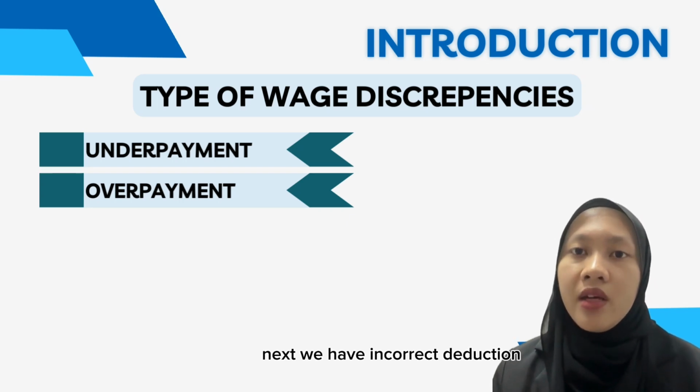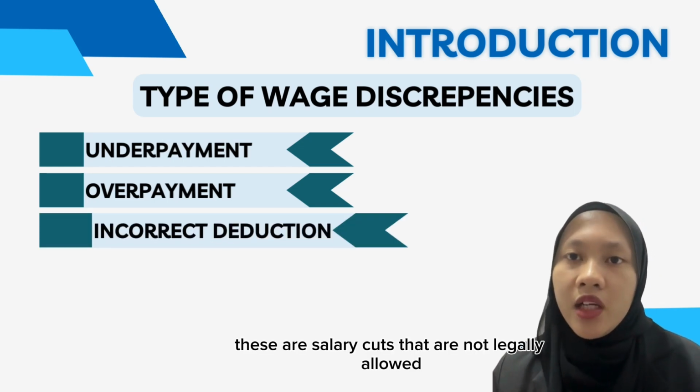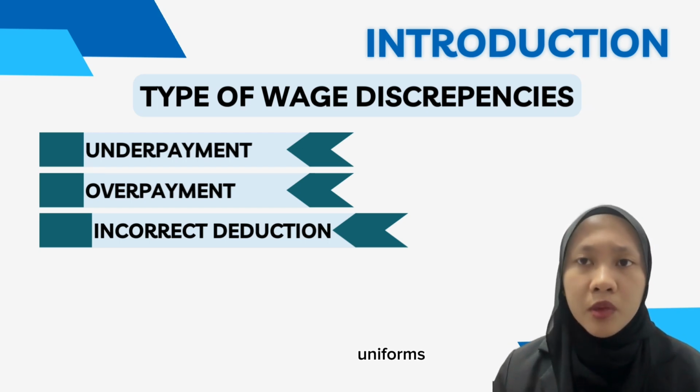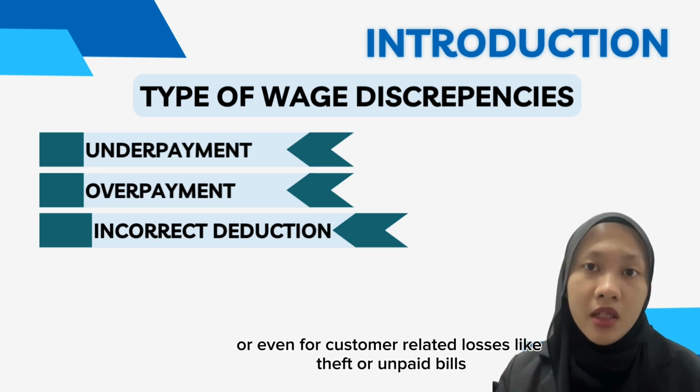Next, we have incorrect deduction. These are salary cuts that are not legally allowed, such as deducting for tools, uniforms, or even for customer-related losses like debt or unpaid bills.